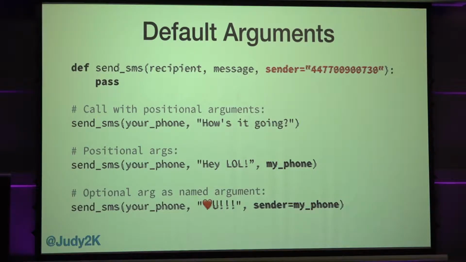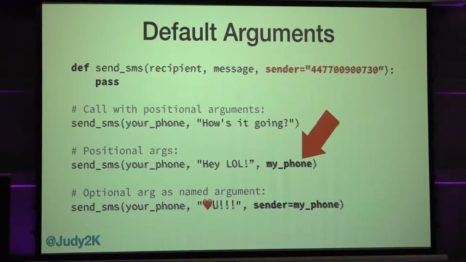Default arguments like this look like named arguments, like the ones we've just seen, but they are defined in the definition, not the call. All the calls below this definition are valid. So the first call misses it out entirely, in which case the default value that's provided in that definition line is used.